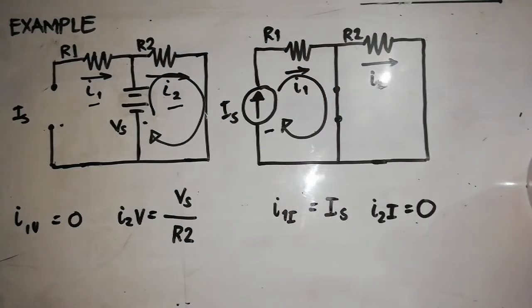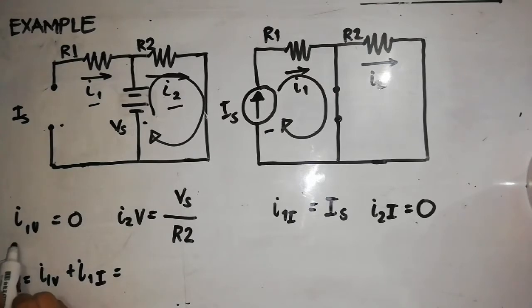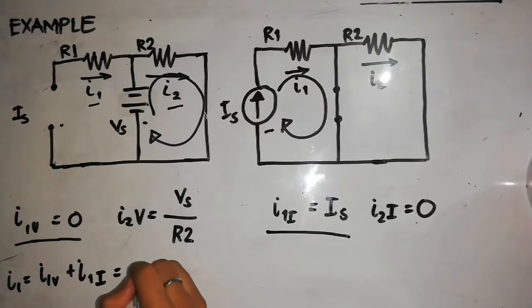We complete the analysis by adding the contribution from each source. Now for I sub 1, we have I sub 1V plus I sub 1I. Now your I sub 1V is equal to 0 and your I sub 1I is equal to IS. So it will give you 0 plus IS. So your I sub 1 will be equal to IS.